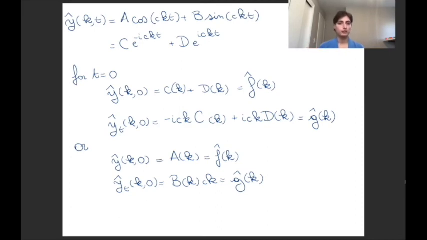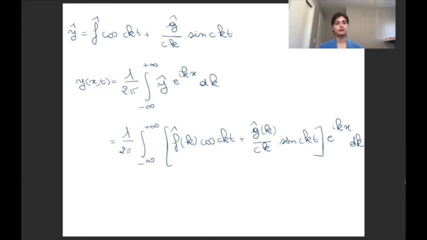Maybe it's actually easier to look at it from the sine and cosine perspective, because when we take y hat computed at time equal to 0, we only have a equal to f hat of k. That means that a needs to be a function of k, but we also know a(k) perfectly. a(k) is equal to f hat of k. In the same way, if we take the second initial condition, y hat_t at k, t equal to 0 simplifies to be b(k) times c times k. And this needs to be equal to g hat.